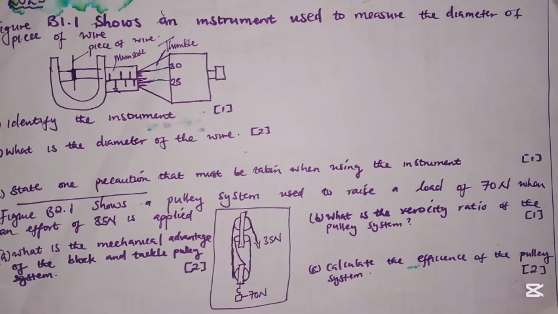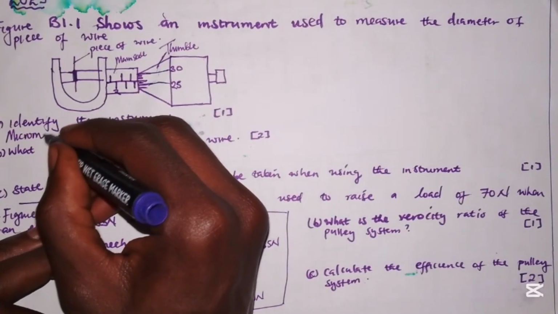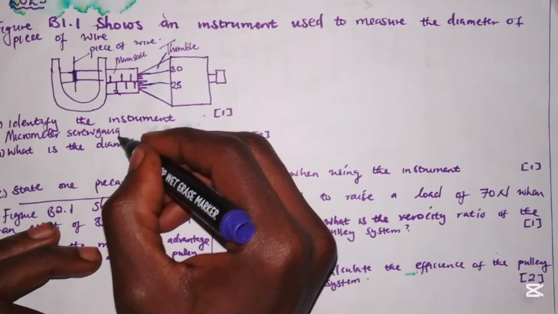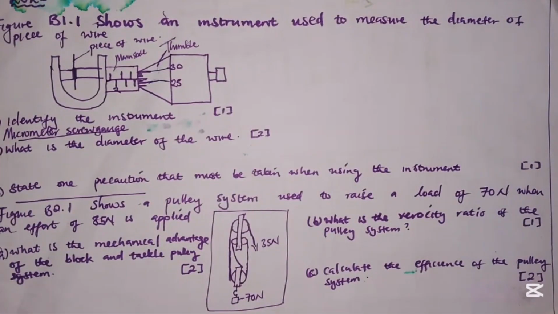Then our first question is saying identify the instrument, which we have identified to be the micrometer screw gauge. If you want to learn more about the micrometer screw gauge and the vernier caliper, be sure to check out my video on length, where I've explained the vernier caliper and the micrometer screw gauge and how you can calculate the readings.